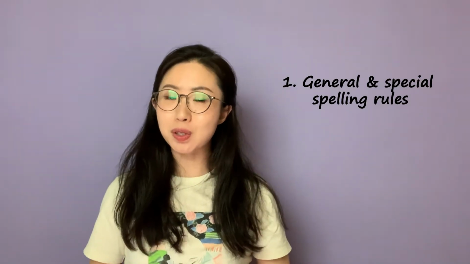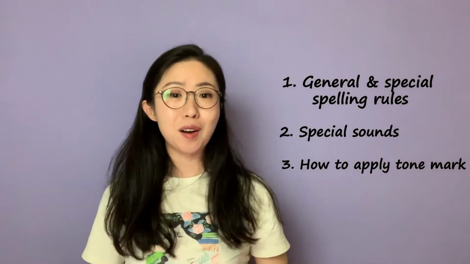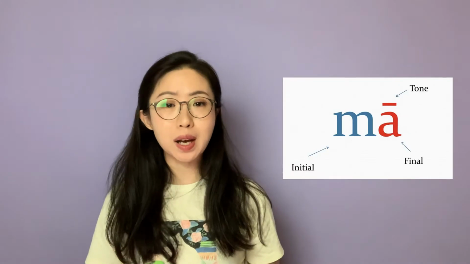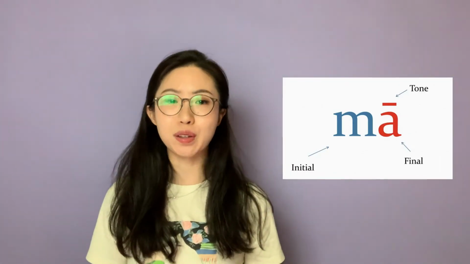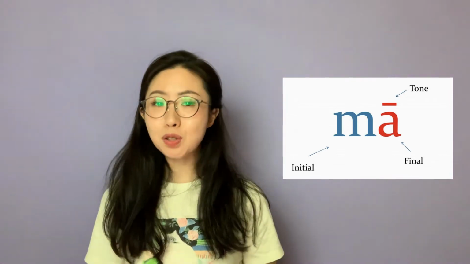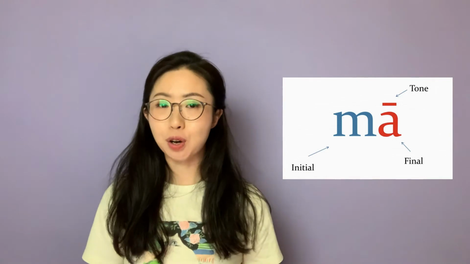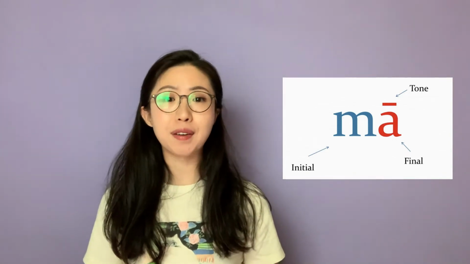In this video, we're going to discuss Pinyin spelling rules, special sounds in Pinyin, and how we apply tone marks for Pinyin syllables. Alright, let's jump right into it. The general spelling rule is just spelling initial and final with tone. Initials are consonants, finals are vowels. Most Chinese Pinyin syllables consist of an initial, a final, and a tone. But some characters don't have initials.